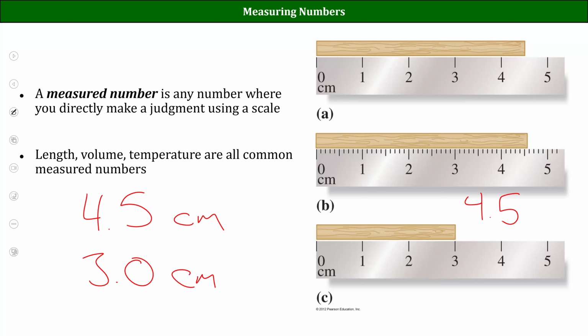I'm gonna look at this personally and I'd say, okay, well, it's definitely more than halfway between 4.5 and 4.6. So I'm gonna say 4.57. Your number might be different than mine. That's okay. Everybody's gonna look at that and say it's 4.5 something. And then we're estimating that last spot. Every measured number that you'll see anywhere is always estimating that last digit that's reported.